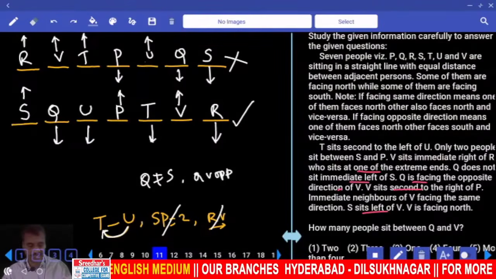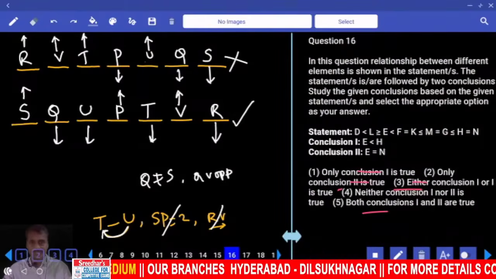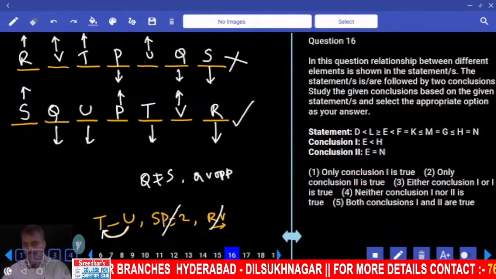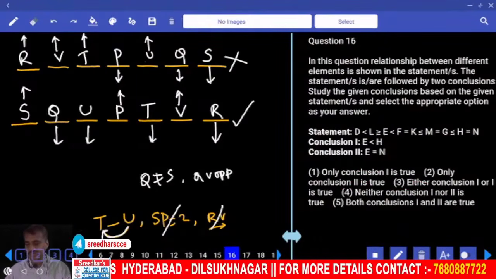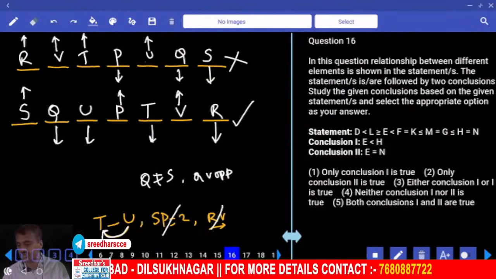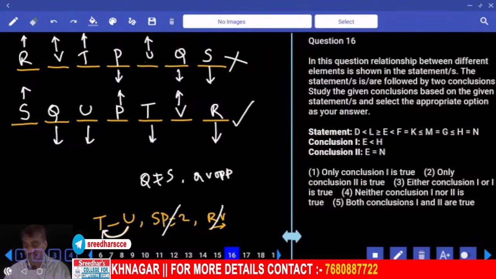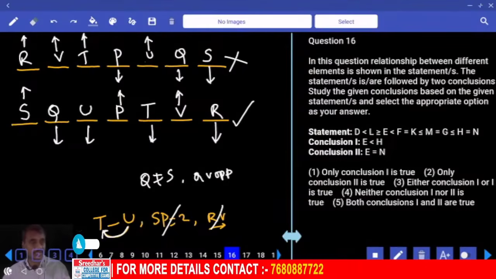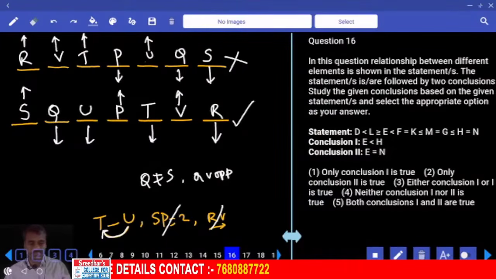Now this is from 11 to 15. Then 16 onwards. First or the second? Definitely first priority, question number 16 to how many questions? 4 questions are given under this one. Now 16 to 19.